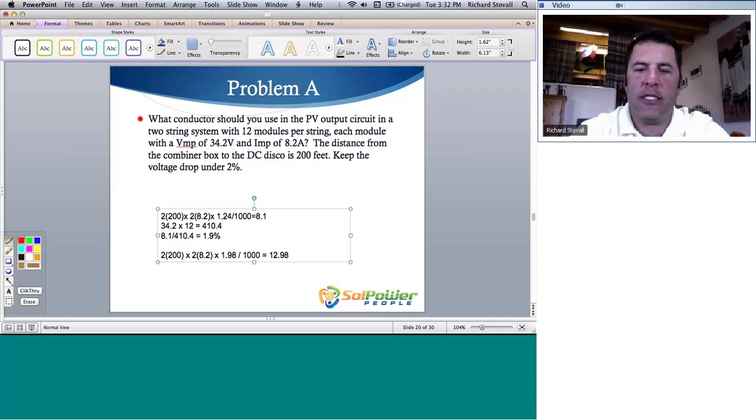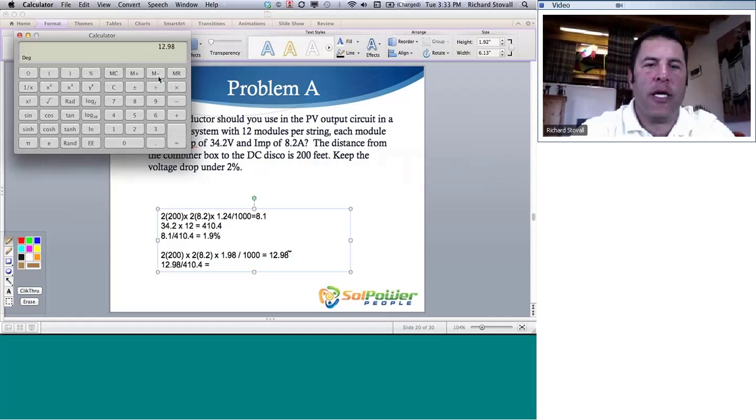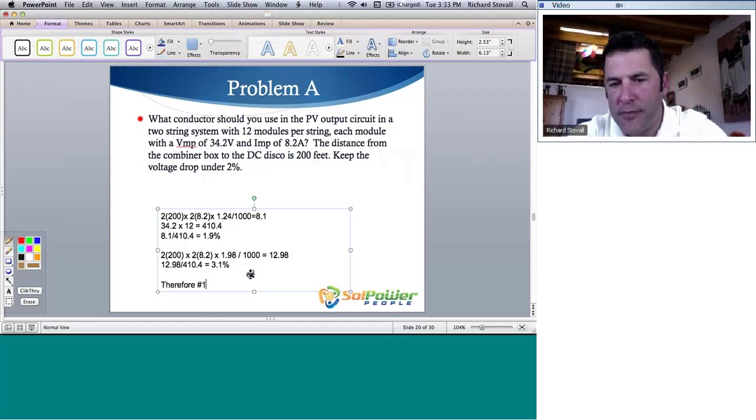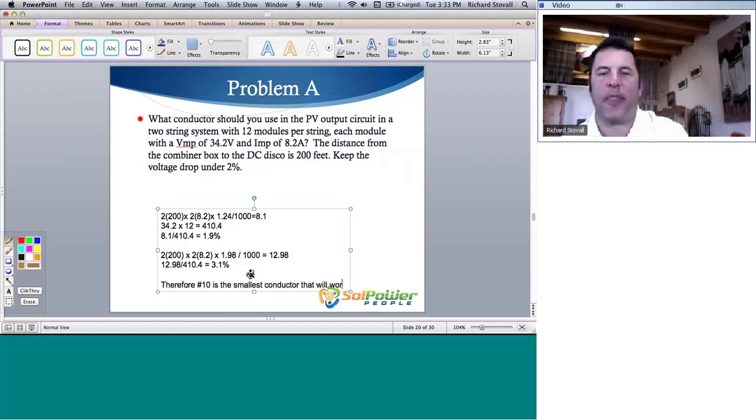All right. And then taking it down one more. We've already established 34.2, so 12.98 divided by 410.4 is 3.1%. Therefore, what gauge was that, number 10? Yes. Is the smallest conductor that will work. Okay. All right. Moving forward to the next one.